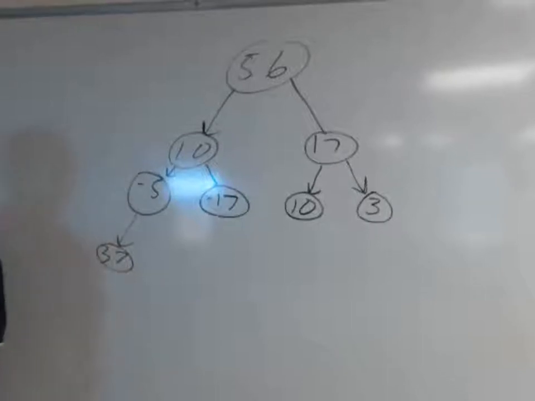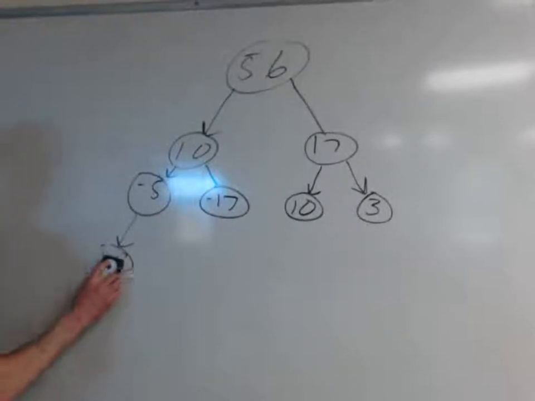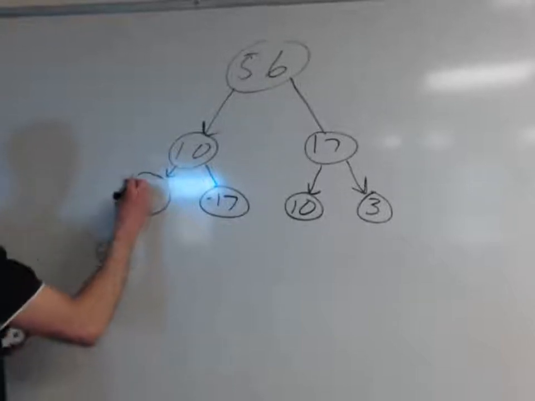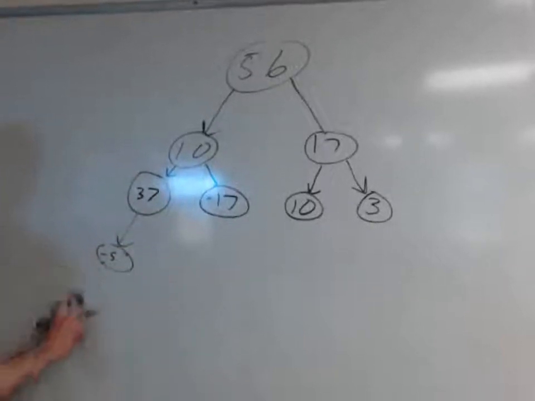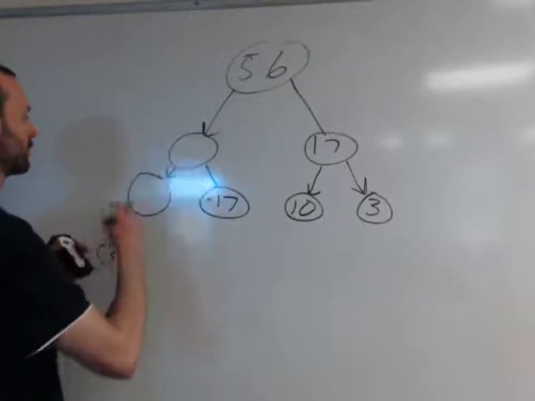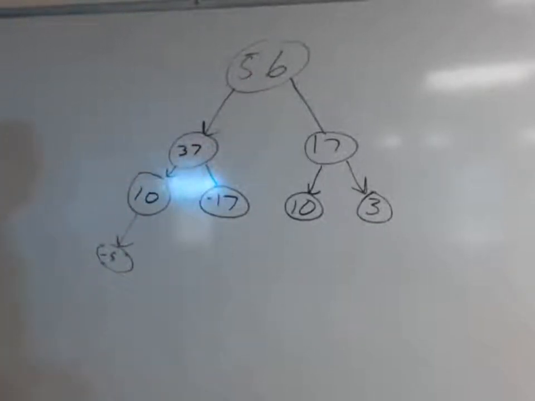37. Is that in the correct location? No. Here's what you do. You compare the 37 with what's above. If it's larger, you exchange them. So now you have -5 and 37. All right, let's do it again. Do we need to exchange 37 and 10? Yes. Do we need to exchange 37 and 56? No. Is it a heap? Now it's a heap.